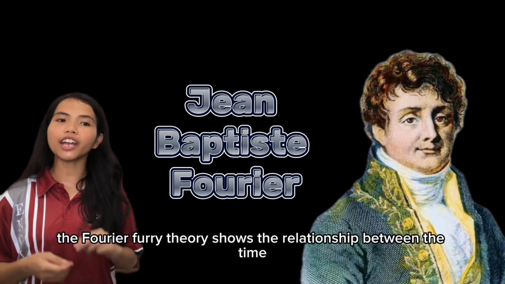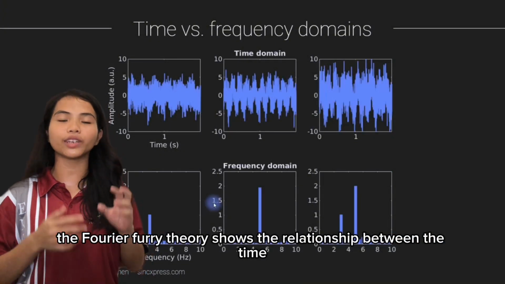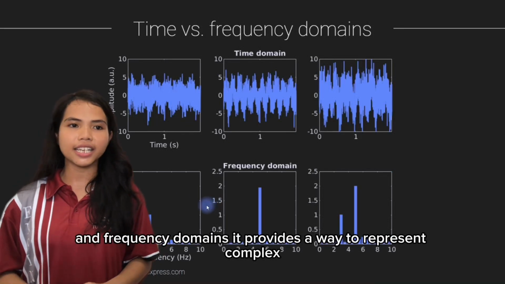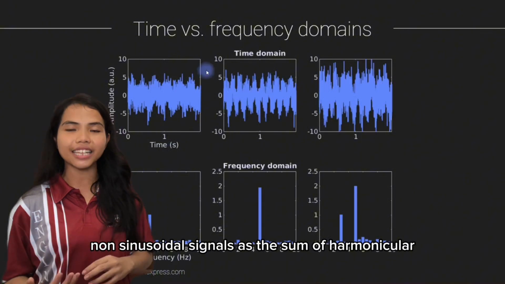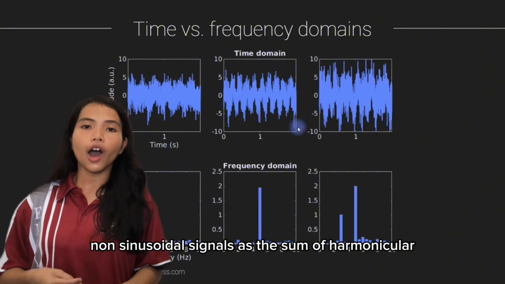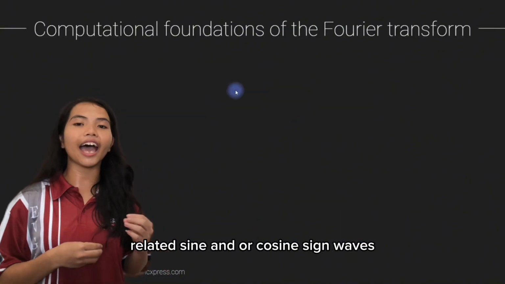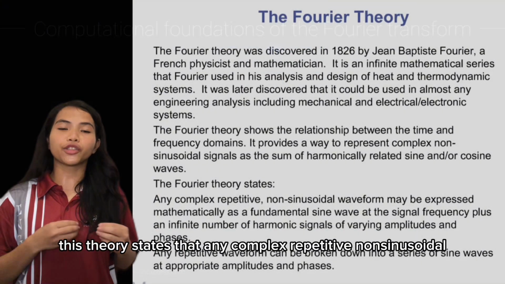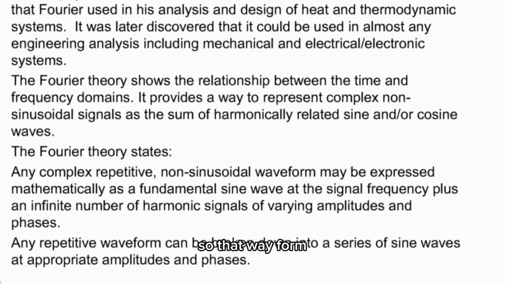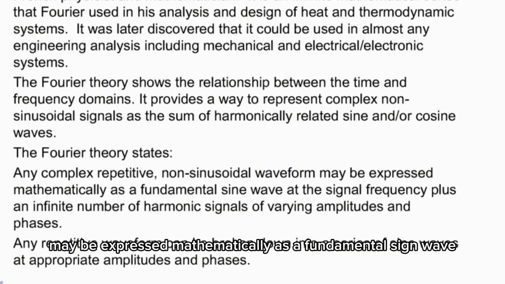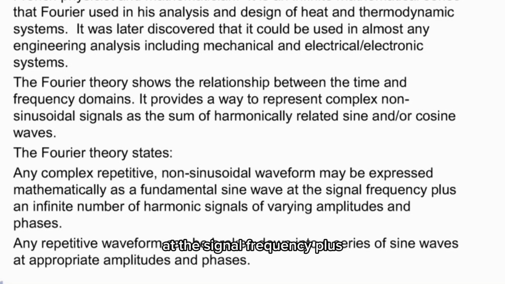The Fourier theory shows the relationship between the time and frequency domains. It provides a way to represent complex, non-sinusoidal signals as the sum of harmonically related sine and or cosine waves. This theory states that any complex repetitive non-sinusoidal waveform may be expressed mathematically as a fundamental sine wave at the signal frequency plus an infinite number of harmonic signals of varying amplitudes and phases.